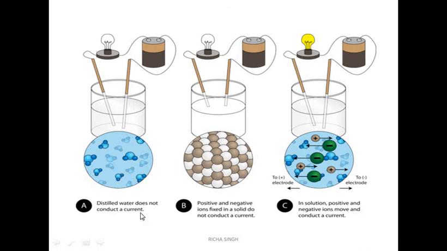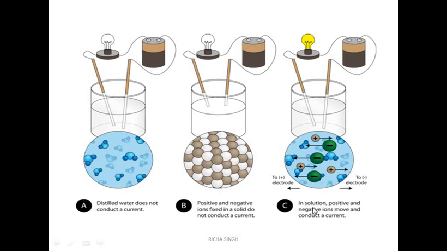Here the sample contained distilled water. It is not a conductor of electricity. It is not an electrolyte. Therefore, the bulb is not glowing. Here what is happening? The ions are fixed into a solid. The sample that has been taken is a solid salt. So here also the bulb is not glowing, because for conduction of electricity, the ions should be mobile. They should be in the free state, then only electricity will be conducted.